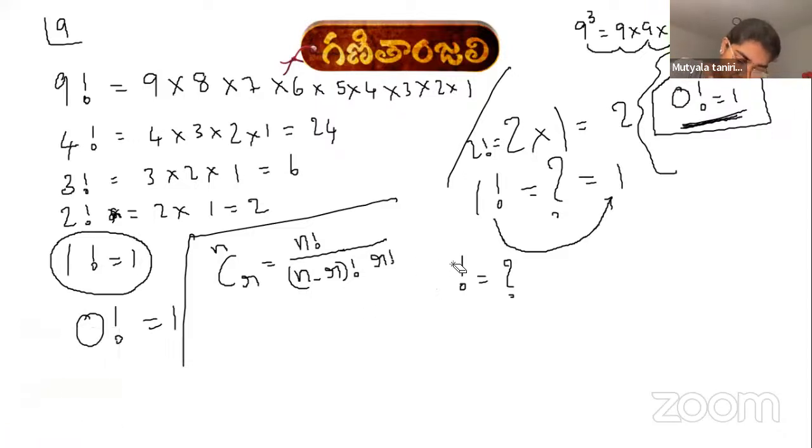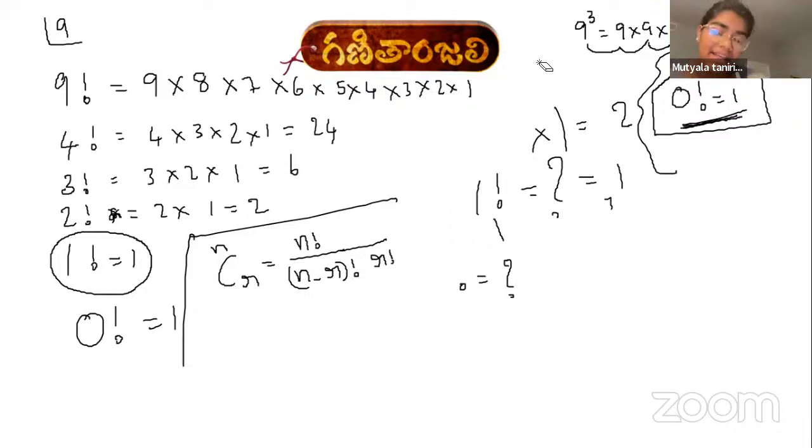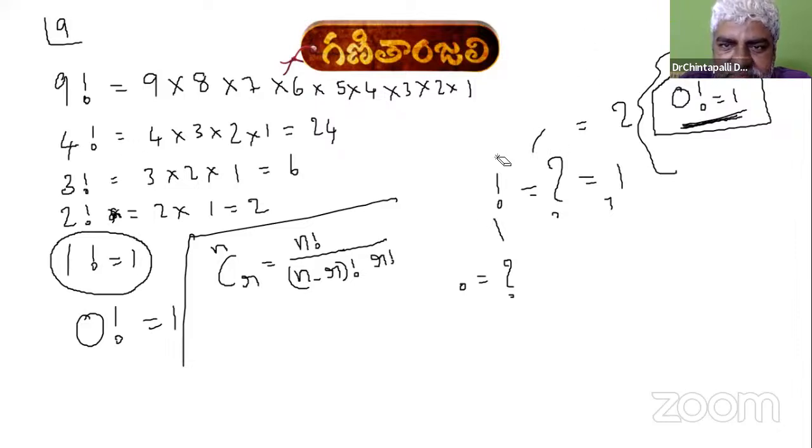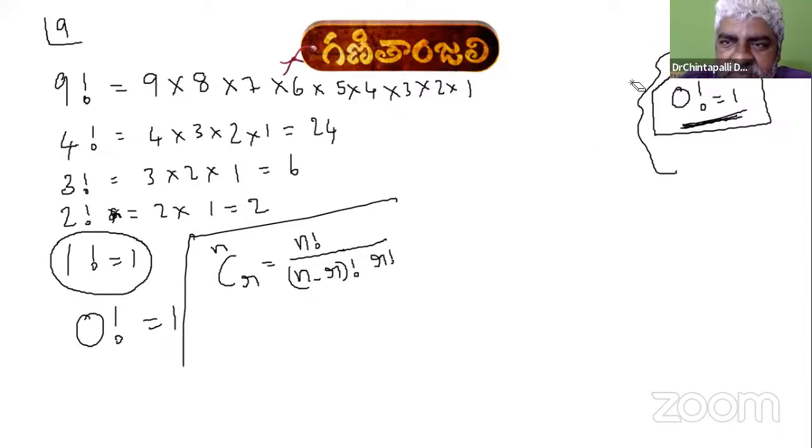What is the formula for NCR? N factorial by (N minus R) factorial into R factorial. How to find these values? And there is a shortcut also to find its value.